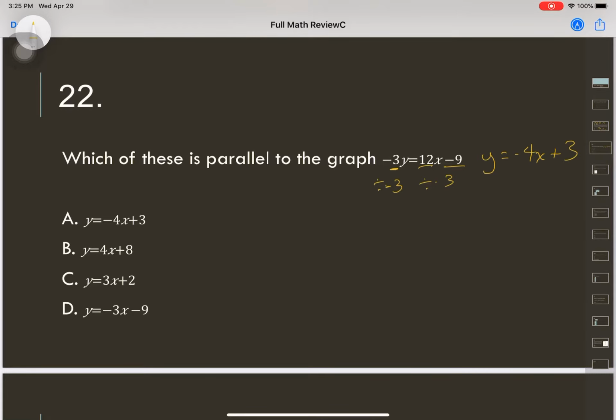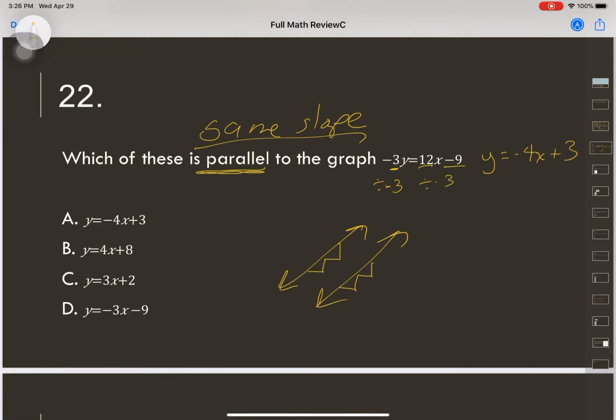Now, parallel means it has the same slope. Meaning that if this one goes like this and this one goes like that, close enough, they'll have the same slope, the same rise over run. You can see both have the same rise over run. So all you need is a line that has the exact same negative 4x, and that is A.